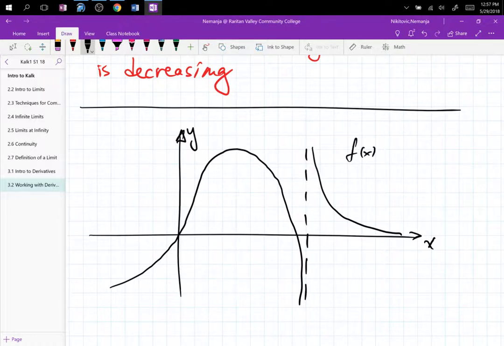I want to draw on the same xy graph the derivative graph, which will describe what's happening with the original graph. So now what should I do? Well, first off, I'm going to start with what we call horizontal tangency.